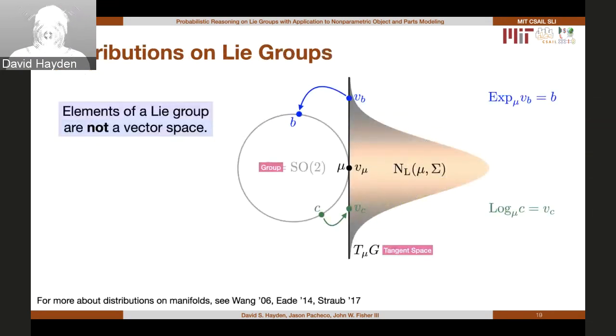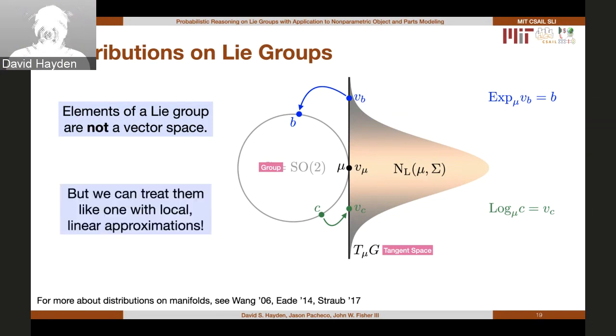So why can't we just directly put distributions on, say, the elements of a rotation and translation matrix? Well, the problem is that these Lie groups don't form a vector space. So if we just, for instance, use additive noise, we're going to fall out of the Lie group. So we're no longer going to have a valid rotation and translation pair. But what we can do is work with local linear approximations about elements of the Lie group.